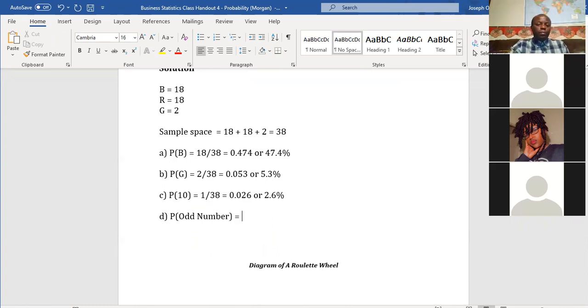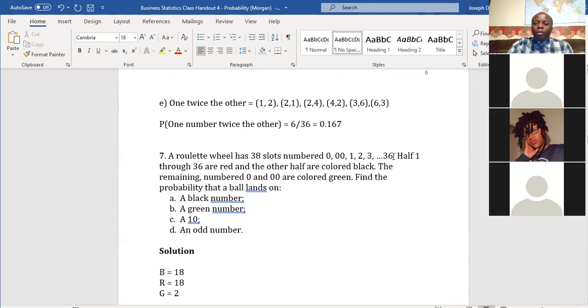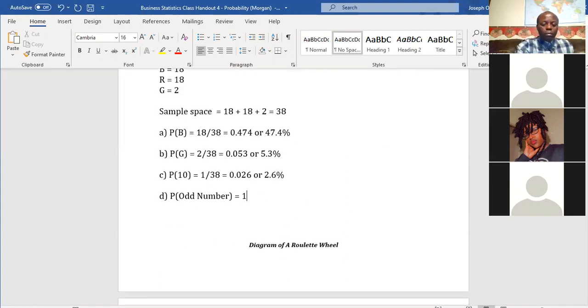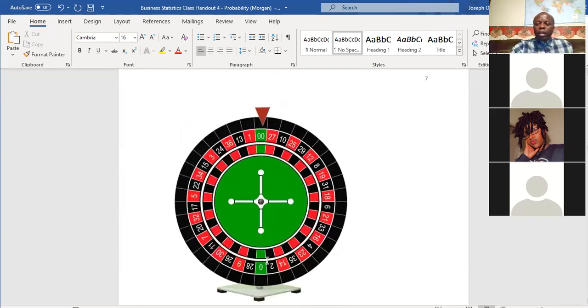This gives us this probability. How many odd numbers do we have? Half of 1 through 36, which is a combination of odd and even. If you count 1, 2, 3, odd number, even number, all the way to 36, half of that is 18. So it's going to be 18 over 36. Sorry, over 38. Why 36 but why 38? Because the 0 and 00 make the number 38.